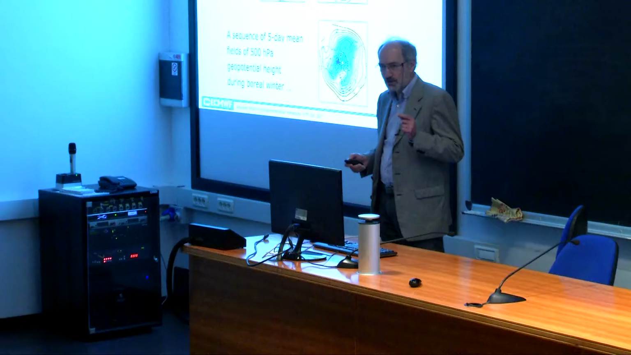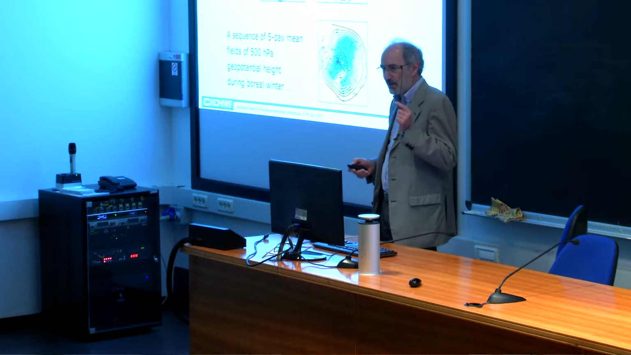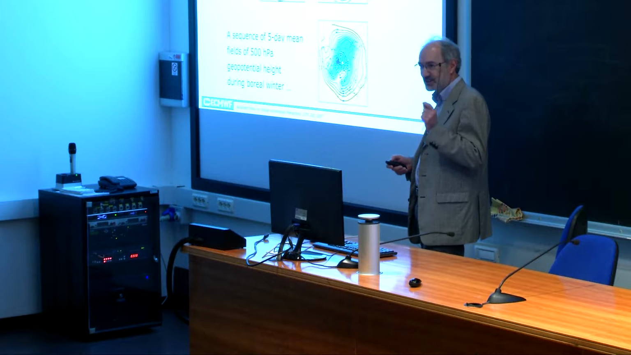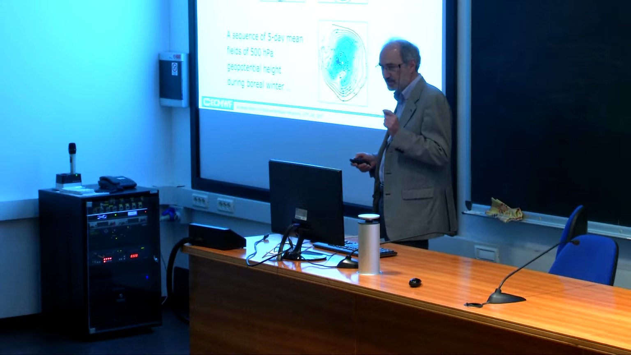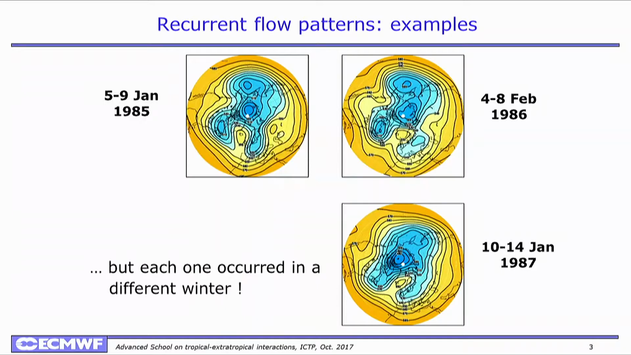From the way I talked about these maps, and it's a bit of a trick here, I described them as if they were a time sequence of consecutive maps. But actually, each of these maps occurs in a different winter. So what it shows is that if you compare these two flows that actually occurred one year after the other, you can see they are remarkably similar from a large-scale point of view. And if you compare this with this one, again one year apart, and focus on the European and Atlantic sector, you see this blocking structure looks very much the same.